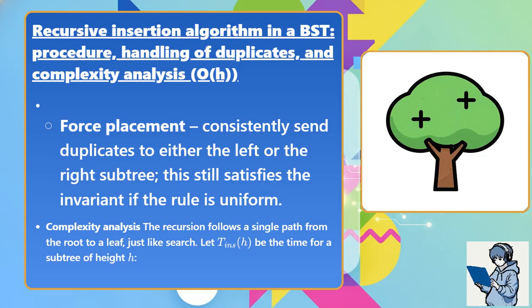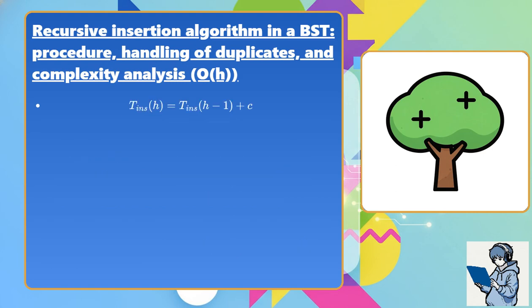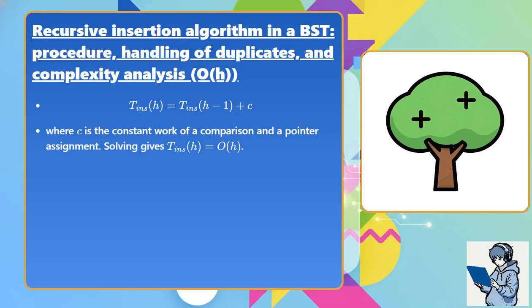Complexity analysis. The recursion follows a single path from the root to a leaf, just like search. Let T_ins(h) be the time for a subtree of height h: T_ins(h) = T_ins(h-1) + c, where c is the constant work of a comparison and a pointer assignment. Solving gives T_ins(h) = O(h).